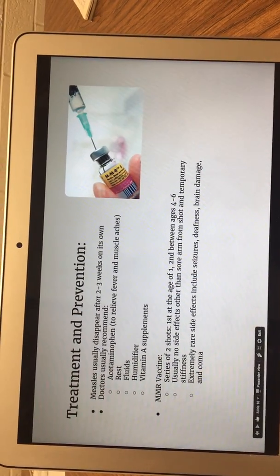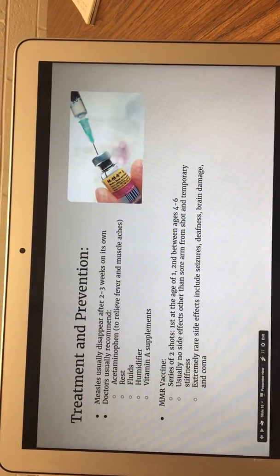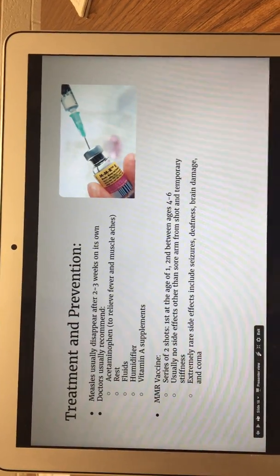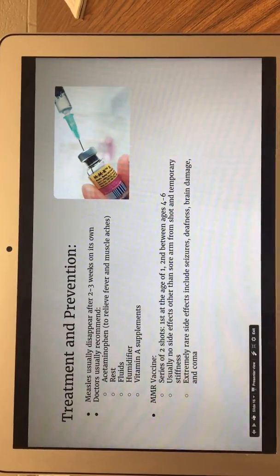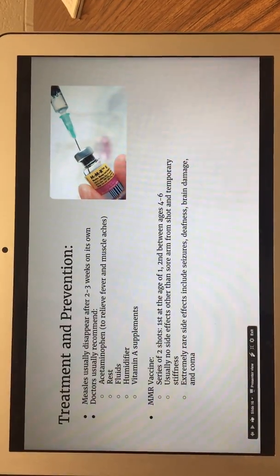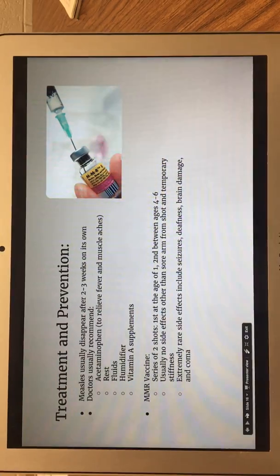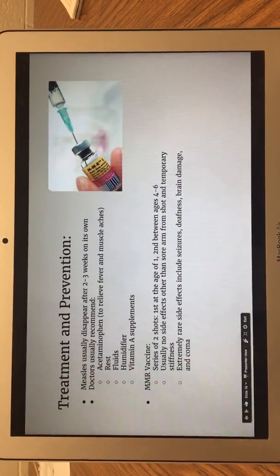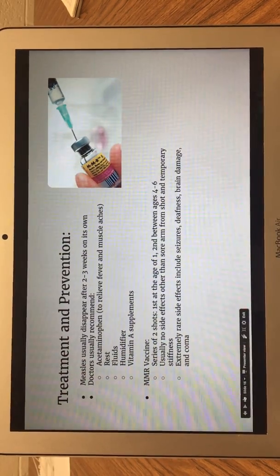The MMR vaccine that we talked about before, the MMR stands for measles, mumps, and rubella, is a vaccine that they created. It's a series of 2 shots. The first shot is administered at the age of 1, and the second shot is administered anytime between the ages of 4 and 6.